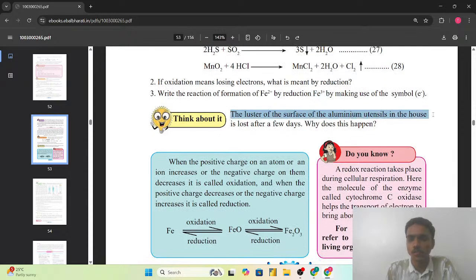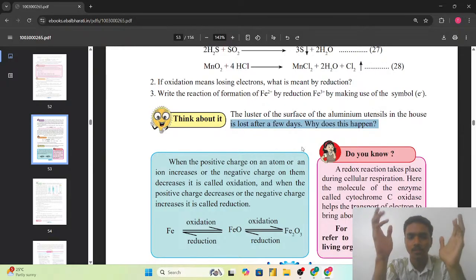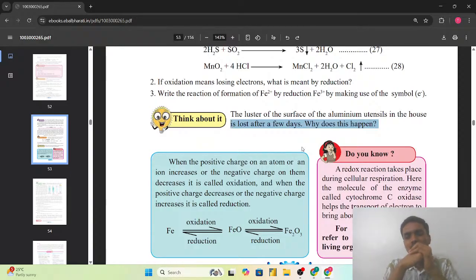The luster of the surface of the aluminum utensils in the house is lost after a few days. Why does this happen? तो यहाँ पर बोला गया है कि जो एल्यूमिनियम के जो बर्तन होते हैं हमारे घर में, तो उनकी जो शाइनिंग है कुछ दिनों के बाद चली जाती है. तो ऐसा क्यों होता है? Why is this happening?